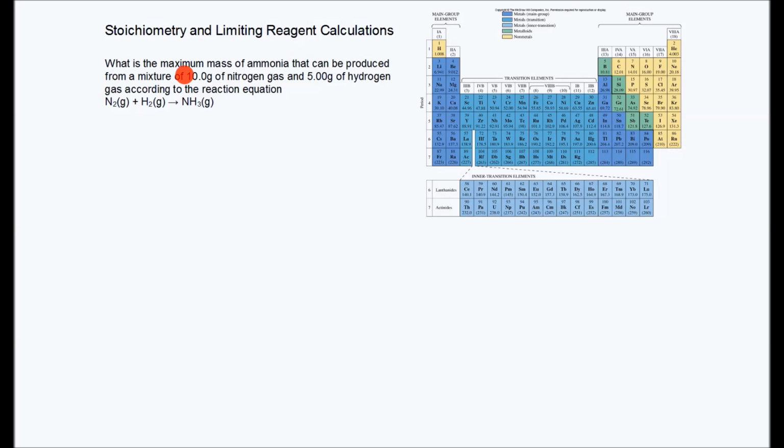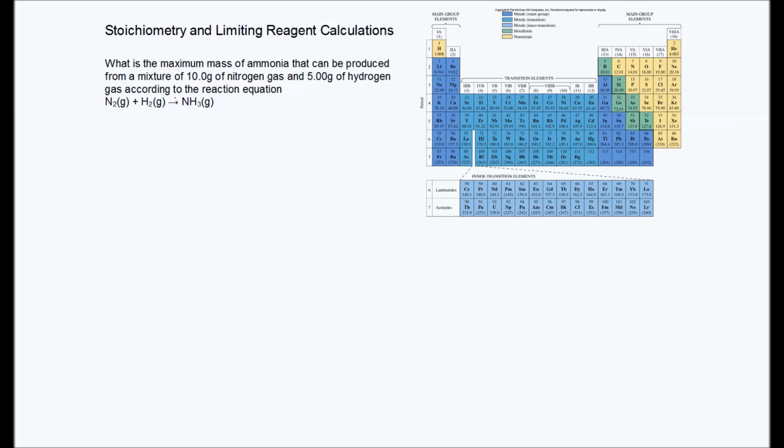This particular problem is a limiting reagent problem. And I know that because I'm given an amount of each of the reactants, and I'm asked to find the maximum amount of a product I could make. But the first step, as has been the case in the previous problems, is always to determine the balanced reaction. Balance the thing. Right now it's not balanced.